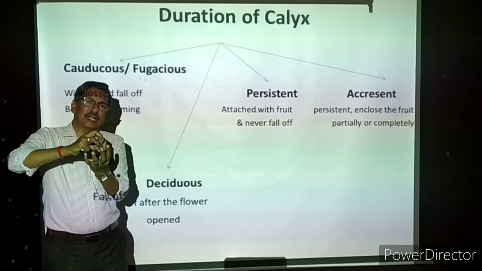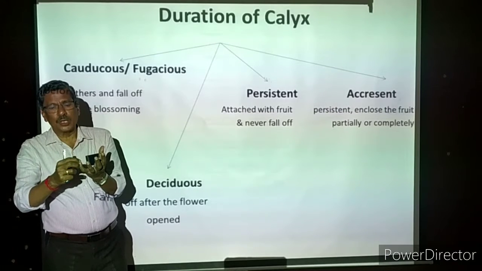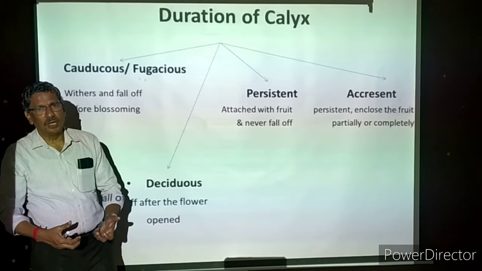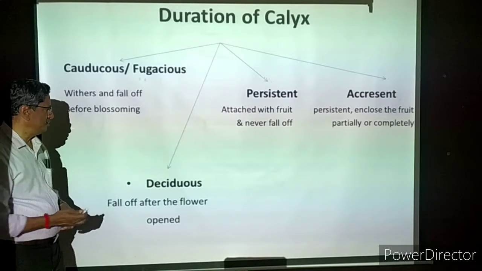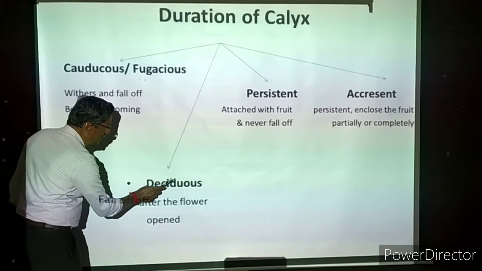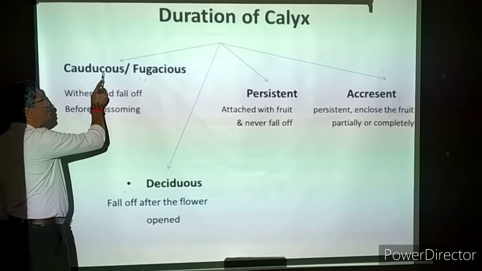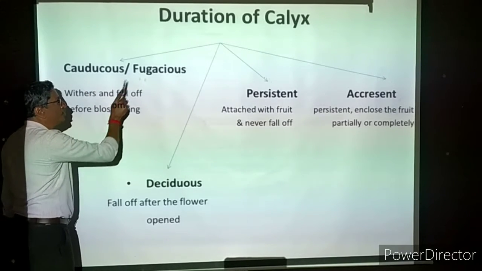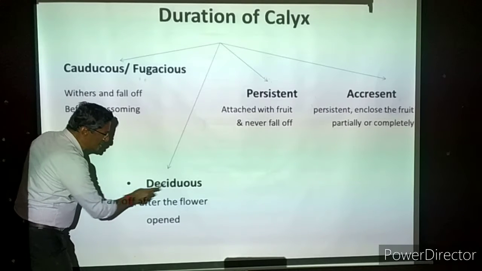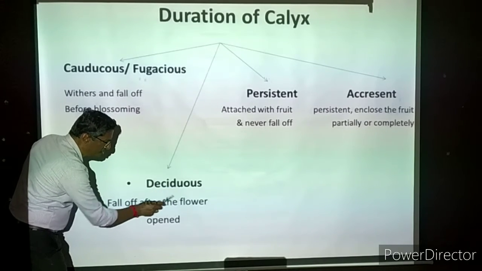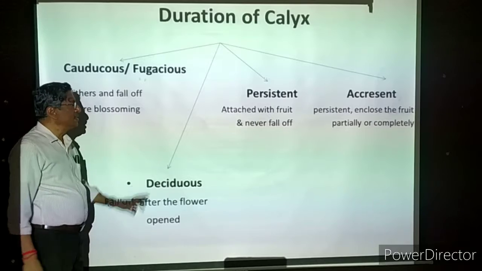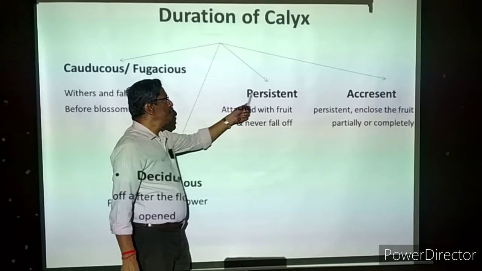Once the flower is completely opened, after that only the calyx will fall off. It will wither and fall off. That type is called deciduous. What is the difference between caducous and deciduous? Caducous means the calyx falls off before the flower is blossoming. Deciduous means the calyx falls off after the flower opens. That is the difference.